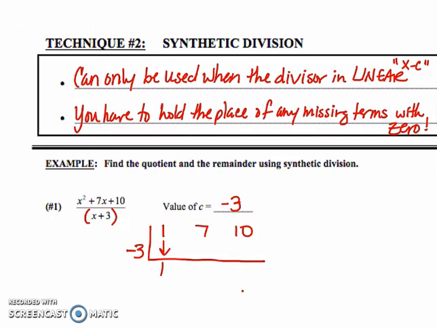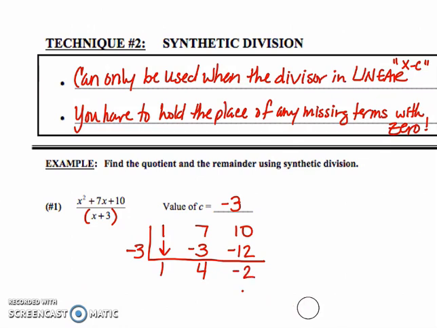And then this is just a series of multiplication and addition. So we're going to do -3 times 1, which is -3, and we're going to write that below the 7. And now we're going to add. 7 plus -3 is 4. Then we're going to multiply -3 times 4, which is -12. We're going to write that below the 10, and then we're going to add. 10 plus -12 is -2.